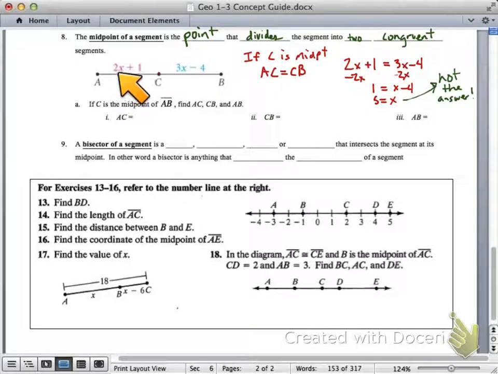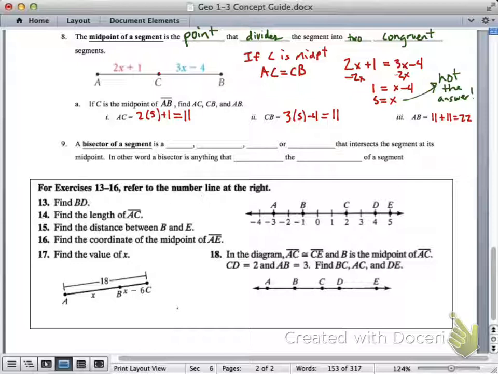We know that x is 5, so 2 times 5 plus 1 is 11. That's what the length of AC is. What's the length of CB? Well, before I do this, didn't we just say that AC and CB were congruent? Well, let's see what happens. 3 times 5 minus 4 is 11. If we put those two things together, we get 22. The key to answering a question like that is solving for x.